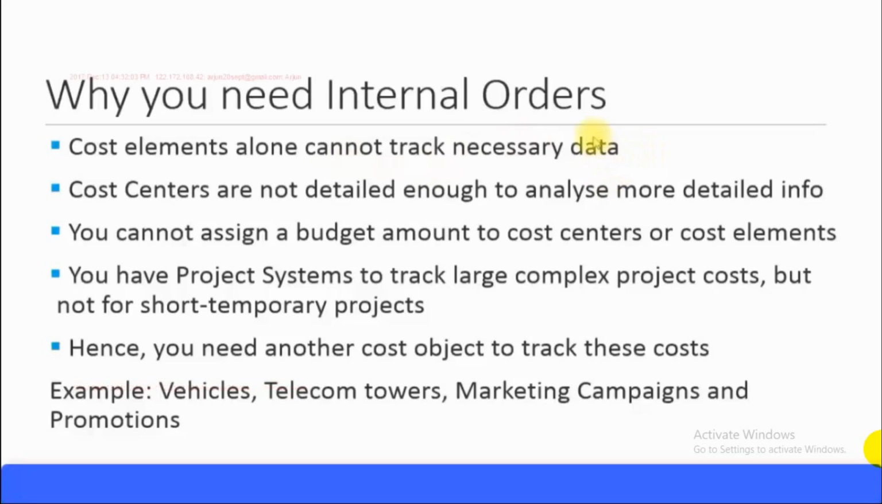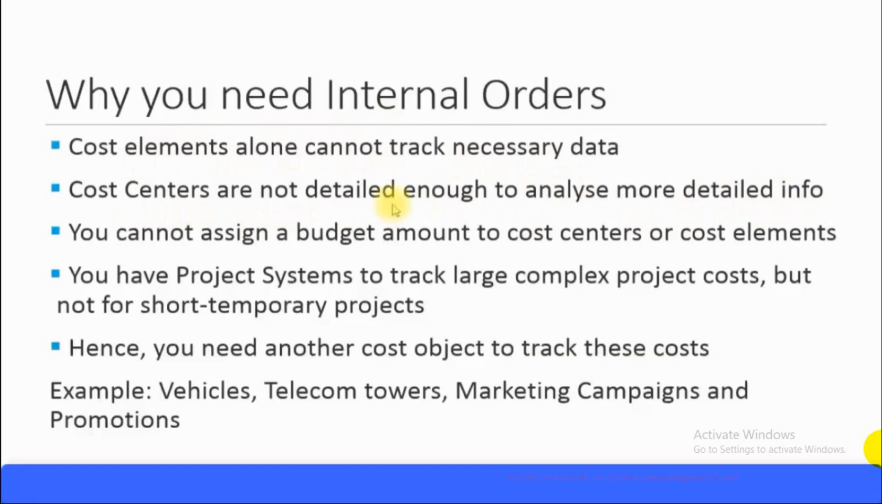You can even see it period-wise also. So that's why I mentioned here, cost elements alone cannot track the necessary data. You need another object. That's why I call it why you need internal orders. One reason is cost elements alone cannot track the necessary data. The second reason is cost centers are not detailed enough to analyze more detailed info. So what do I mean by this?